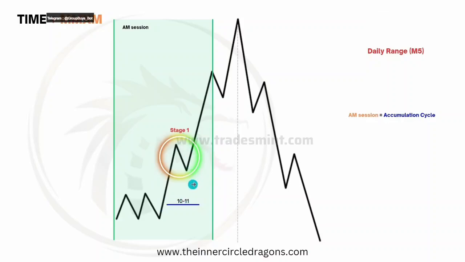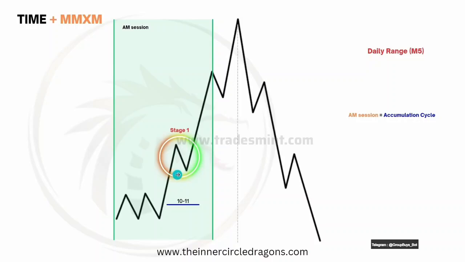Now, the silver bullet entry is something that ICT has discussed on his YouTube channel, where we are looking for fair value gap inside of the expansion leg, inside of the times of 10 a.m. and 11 a.m. New York time. This is where we are likely to see our first stage of accumulation. Now, we understand that inside of the stages, we are looking for smaller market maker buy models.